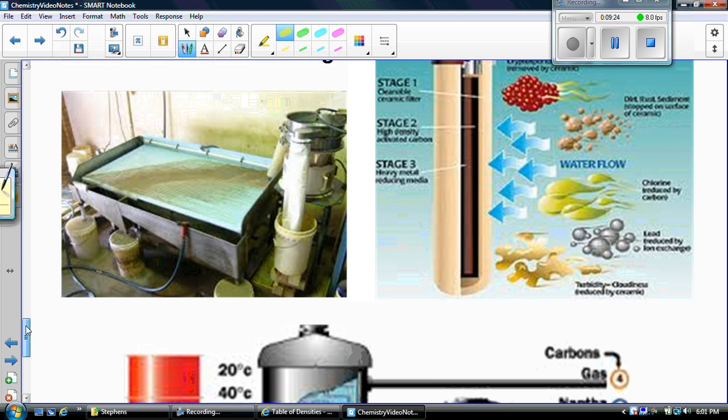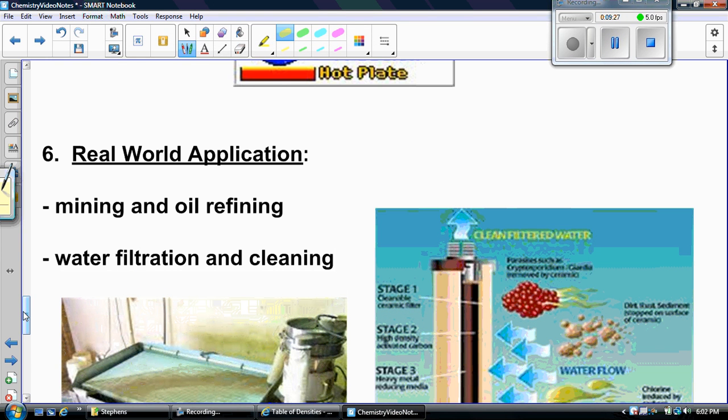So that's the reason why we're learning about how to separate mixtures, is because we separate mixtures all the time. So they're really important in the real world.